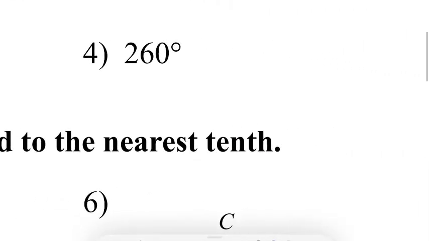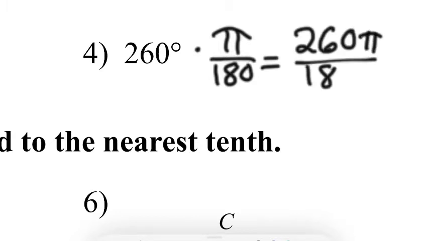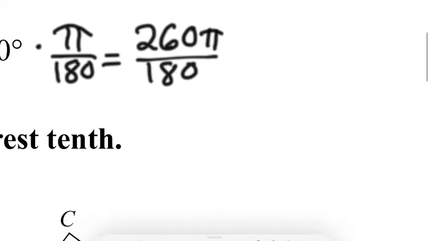For number 4, you have 260. You're going to multiply by pi over 180. Multiplying straight across, you have 260 pi over 180. Simplifying your fraction, you get 13 pi over 9.